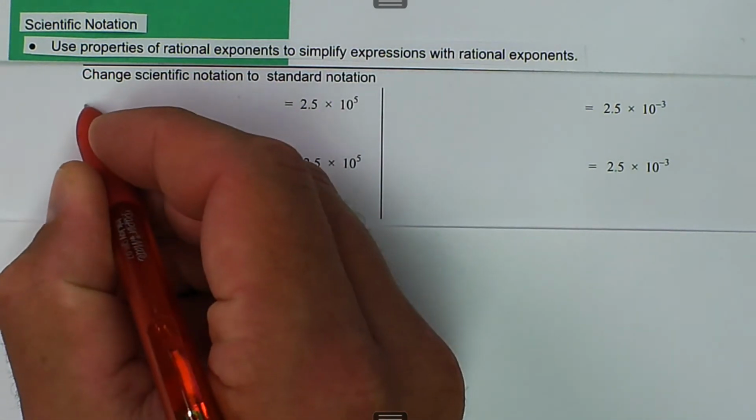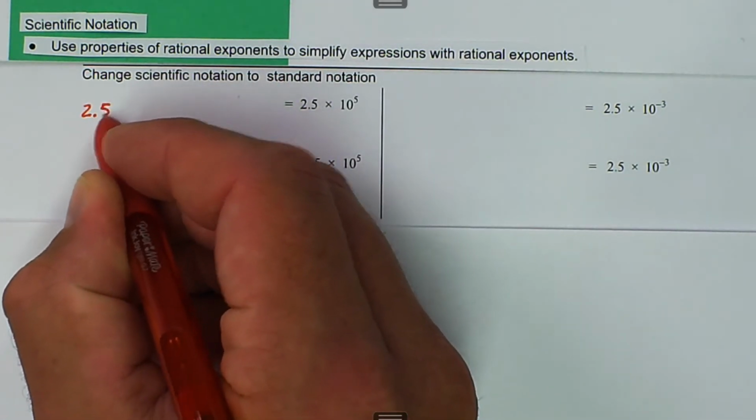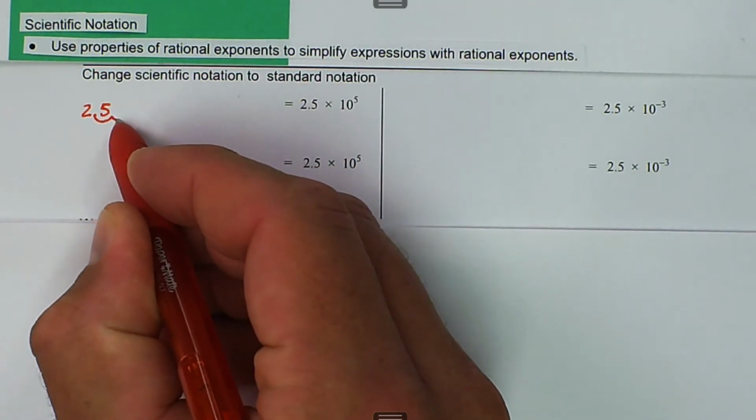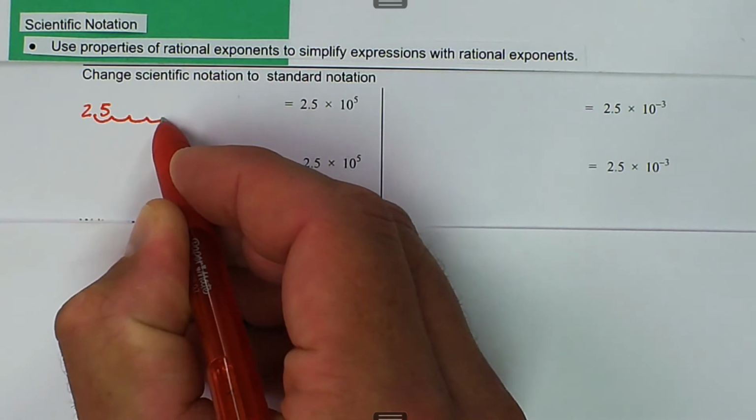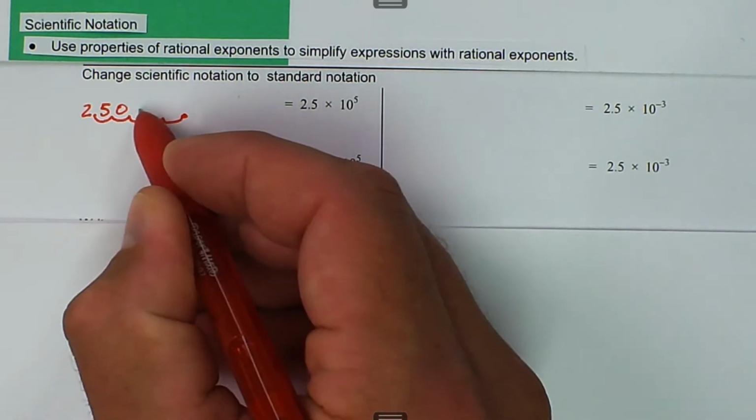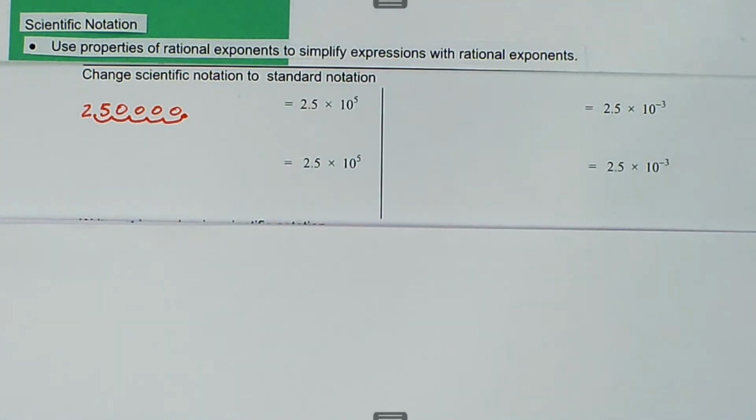So we're going to write 2.5, and we want to move the decimal point 5 places. So 1, 2, 3, 4, 5. And those places are going to get filled with zeros. So that's 250,000.